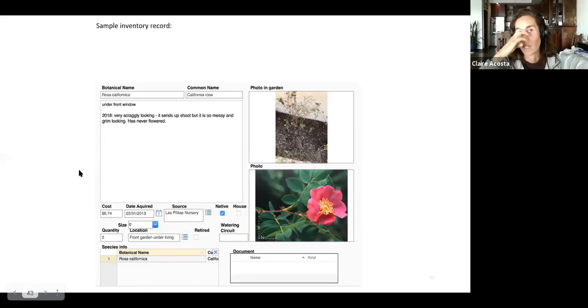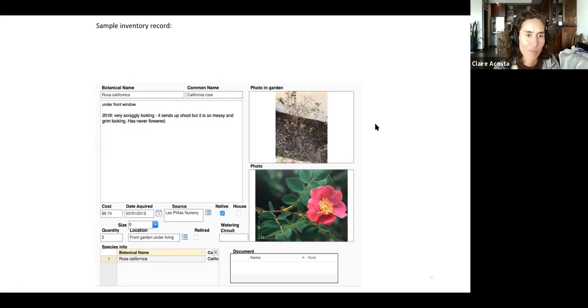Sometimes I like to have a label or a mapping system of the garden. If it's a hydrozone, like this is hydrozone 3, that's where it's planted, something like that. And then whatever notes. Here it says it's under the foot of the window, that's how they designated where it is. And then it says 2018, very scraggly looking. It sends up shoots, but it's so messy and grim looking, has never flowered. So looking back, you see that it was acquired in 2013 and it's been 5 years and it looks like this and it's never flowered. That is helpful for you to say, you know what, we need to replace this, or something else needs to go here, or to review what's going on with it.